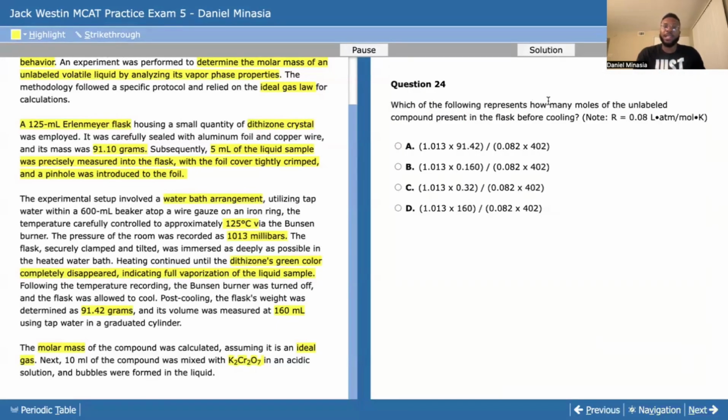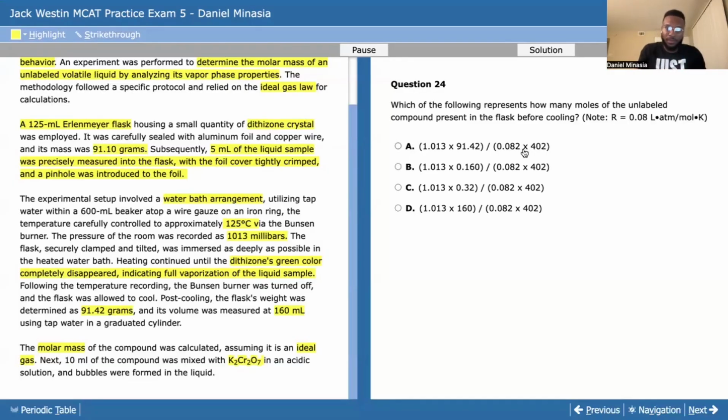Which of the following represents how many moles of the unlabeled compound present in the flask before cooling? Okay, so this seems like a question typo, but what they're asking is how many moles of the unlabeled compound are present in the flask before cooling, and then they give you the gas constant. R in your PV equals nRT is 0.082 liters ATM per mole Kelvin.